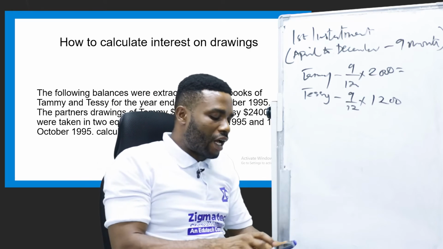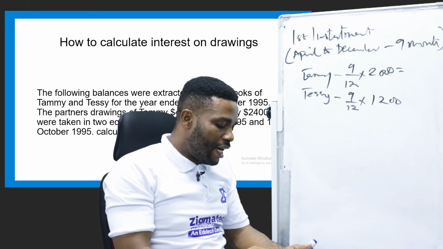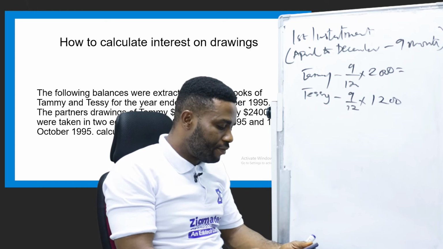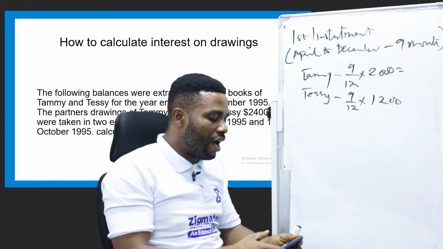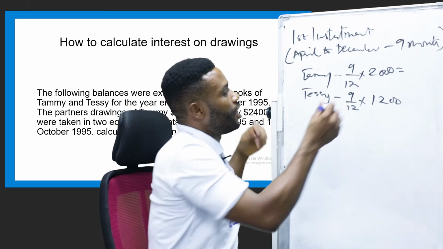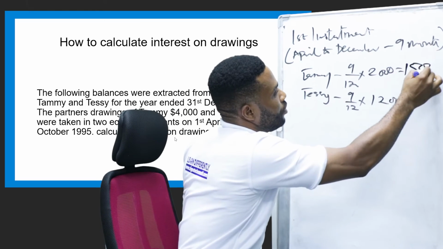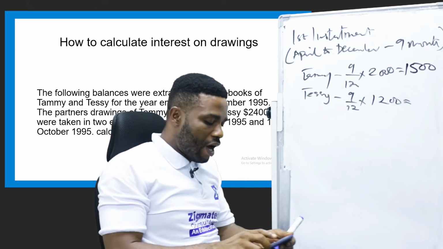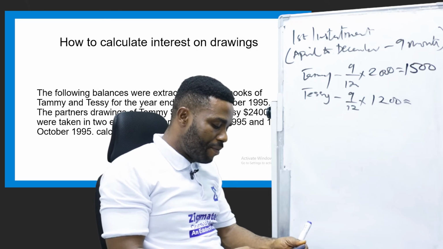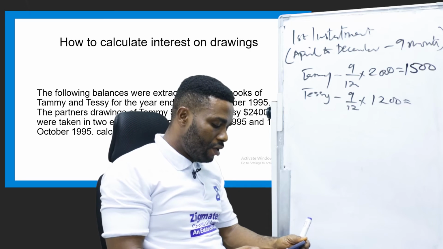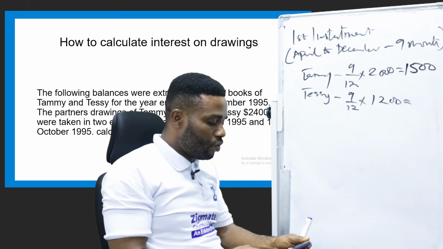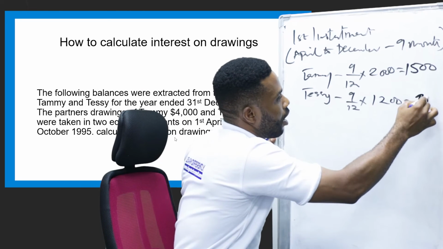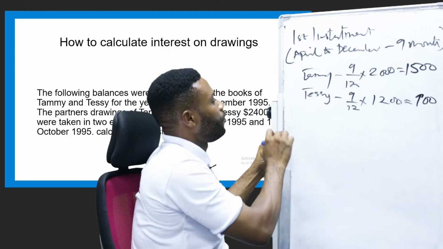2,000. So when you use your calculator, 9 divided by 12 times 2,000, you are going to have 1,500 for Tammy. And then for Tessie, you have the same value, 9 divided by 12 times 1,200. You have 900. Then that's for the first installment.